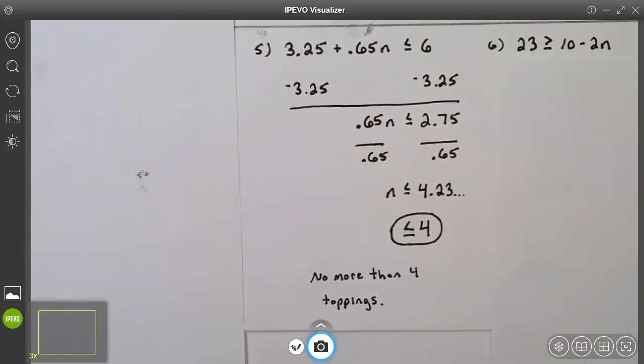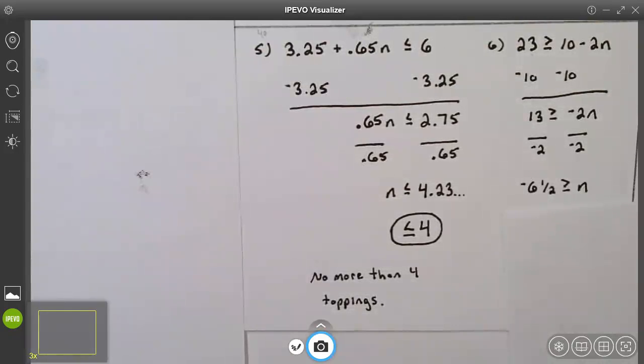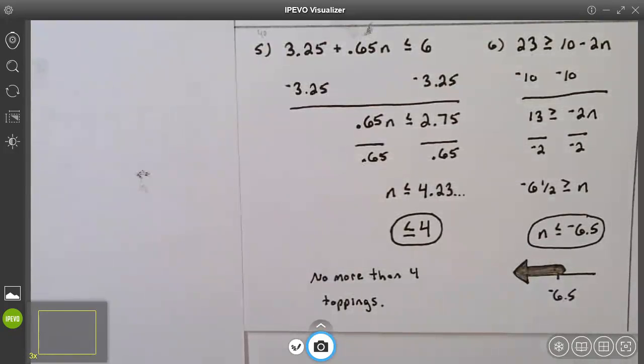To solve number 6, both sides are simplified and the variable is already on one side, so all I have to do is get the variable by itself. First, subtract 10 from both sides. Then, divide both sides by -2. I multiplied or divided by a negative, so I have to flip my symbol. An equation is not as big a deal for your variable to be on the right, but for an inequality, I like to always write my variable on the left. So that's going to be n is less than or equal to -6.5, closed circle to the left over -6.5. Thank you.